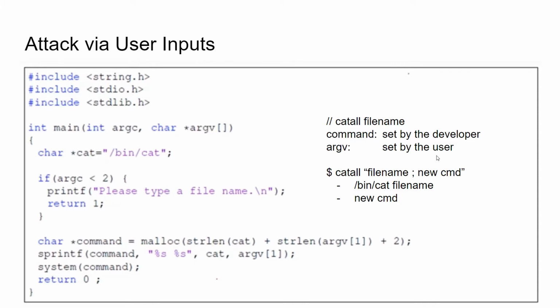With the input of the user, when running this ctl program, it will use a mechanism to split the user input with the semicolon as the delimiter. For example, ctl filename; new command. It will run in this way: run /bin/cat filename, then run the new command.